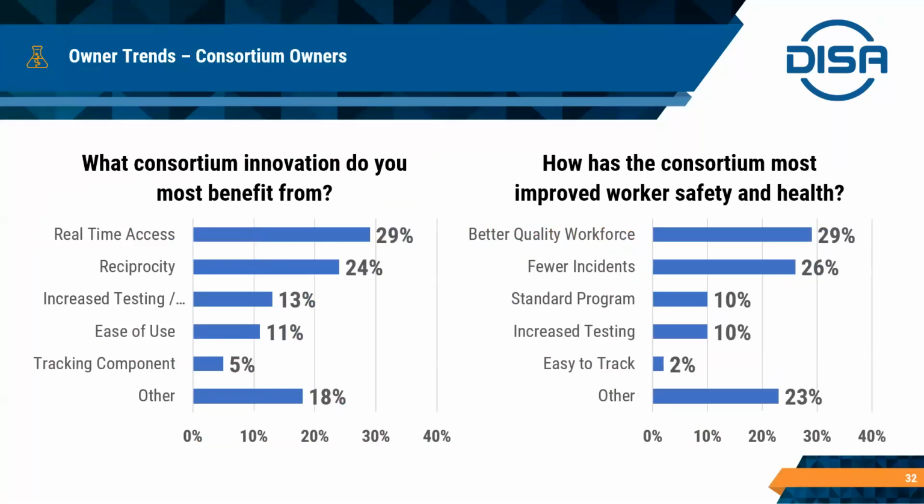How has the consortium most improved worker safety and health? And again, back to that labor pool. Better quality workforce came up 29% of the time. Fewer incidents, standard program, increased testing, easy to track. So again, by having something standardized and transparent, the survey respondents believed that they were getting this better labor pool.